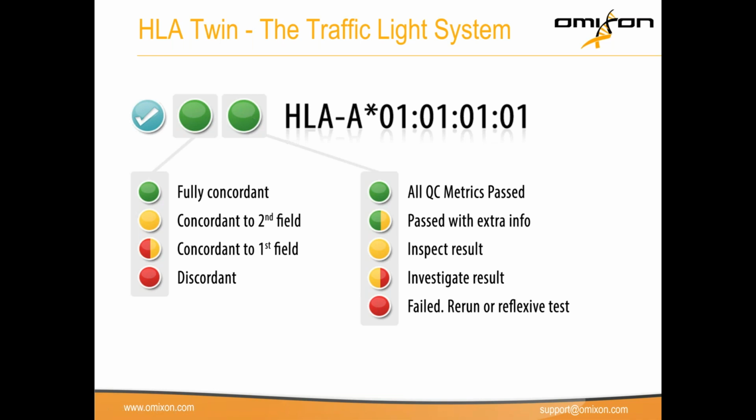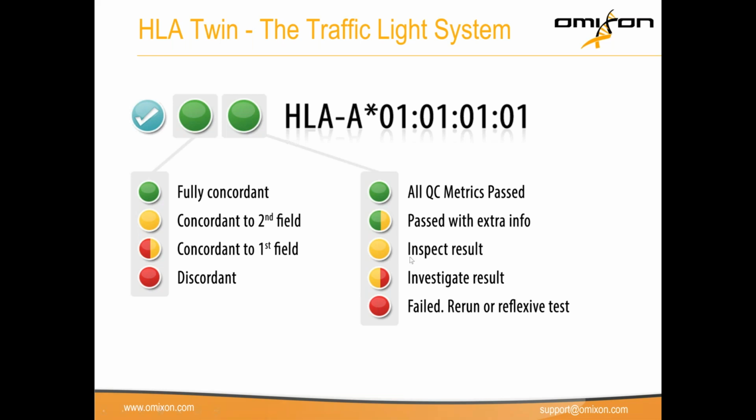Then the second traffic light. This is actually the most important one. You will always see this traffic light. And this is the QC metrics traffic light. We have 24 QC metrics in our software. And when the algorithm starts analyzing everything, it will go through all these quality control metrics. When they have all been passed, then it's green. When it's half green, it means they passed, but there is some extra info. Maybe somewhere a metric was just below or over the threshold, but it's still great.